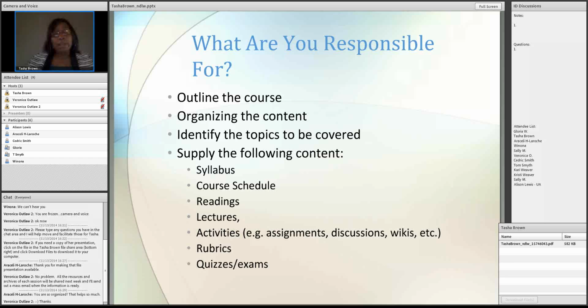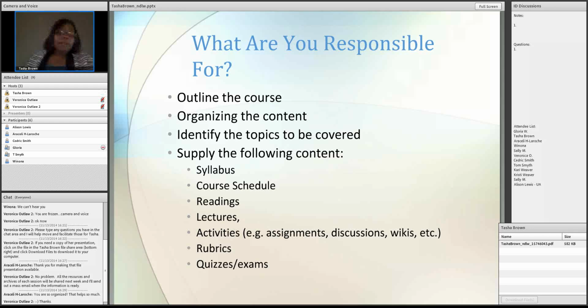While you're organizing your content, you're going to start identifying the topics that you're going to be covering. So for instance, let's go back to our cooking example. You may not want to cover bacon first if you've got a novice cook. So you may want to just go over the basic kitchen tools. So identify the topics you would be discussing, and that will help you to organize your content. Then you will start supplying the content to your instructional designer.